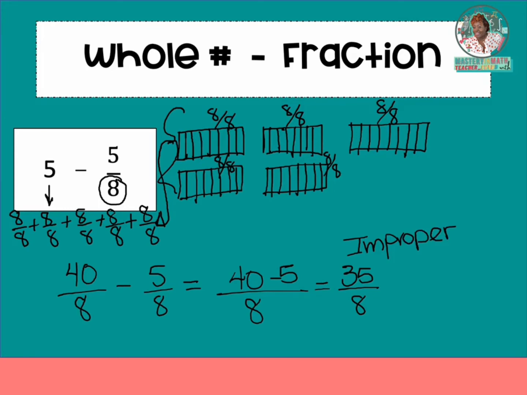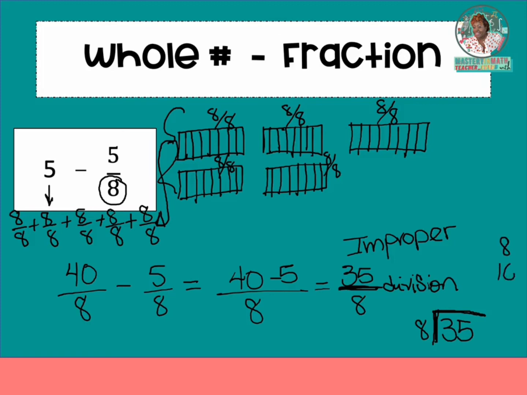And you do that by rewriting. This sign right here in the middle is the same thing as division. Fraction is the same thing as division. So we're going to rewrite it. We're going to do 35 divided by 8. And notice that I write my division sign as that long division sign that we know. And you can write your multiples of 8 on the side.